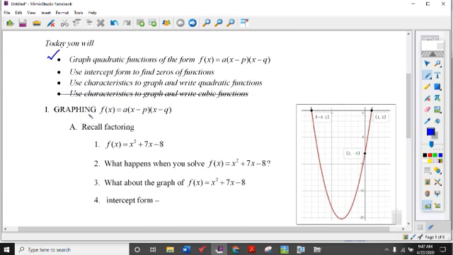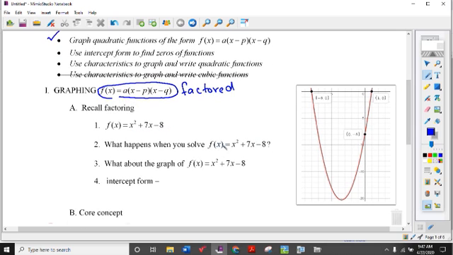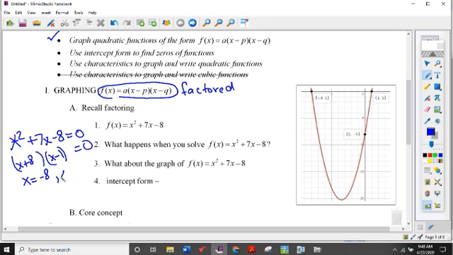So when you're graphing a function in intercept form, that is just the factored form. So for example, x squared plus 7x minus 8. What happens when you solve this? Well, that means you set it equal to 0, factor it. What are the two factors of -8 that add to give you positive 7? So that would be x plus 8, x minus 1. And then you set each of these equal to 0, and you find out that the values that make the equation true are -8 and 1.